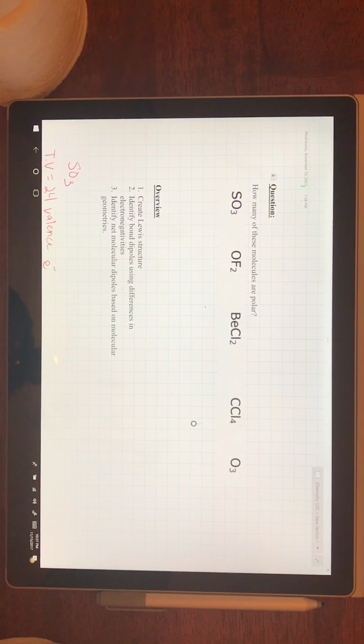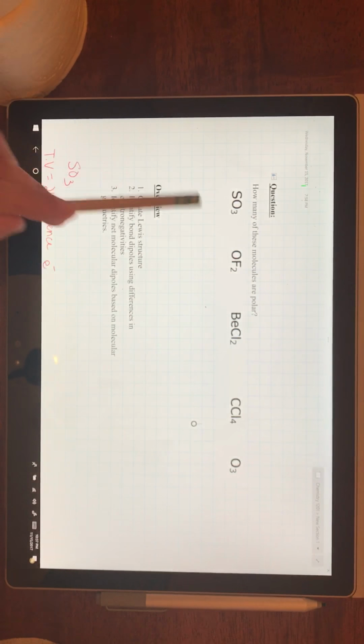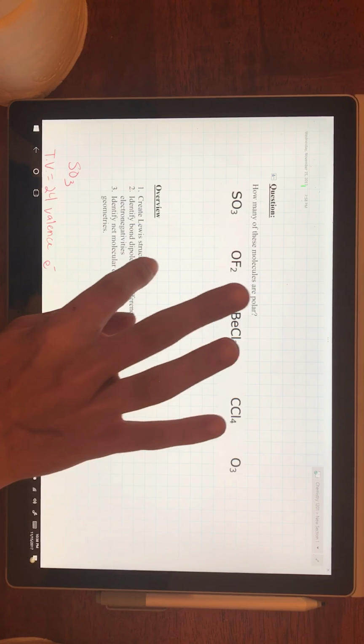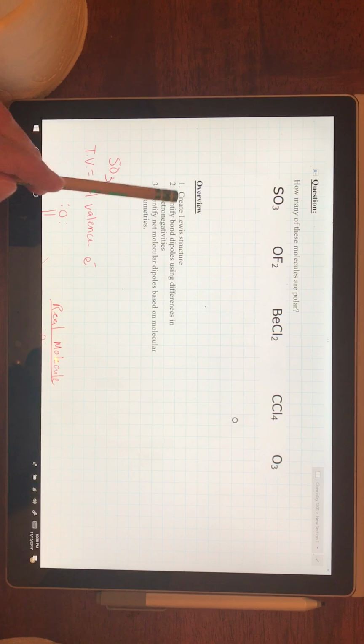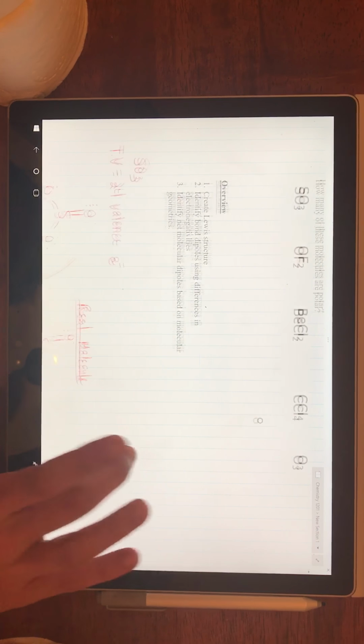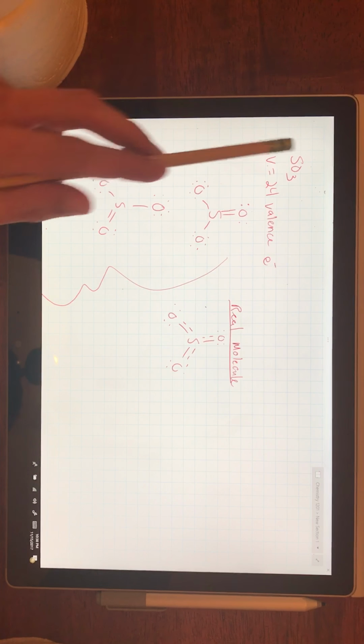For this problem, we want to find out which of these molecules are polar. To do this, the big picture is you want to start off by creating the Lewis structure, identifying the bond dipoles by using the differences in electronegativity, and identifying the net molecular dipoles based on the molecular geometries. So we start off with the SO3.